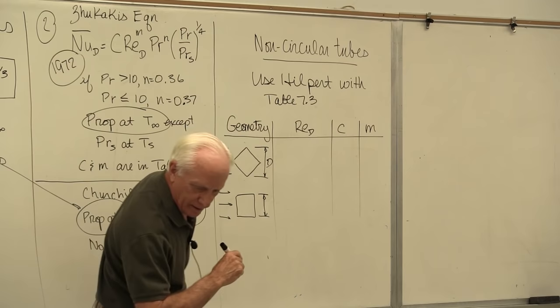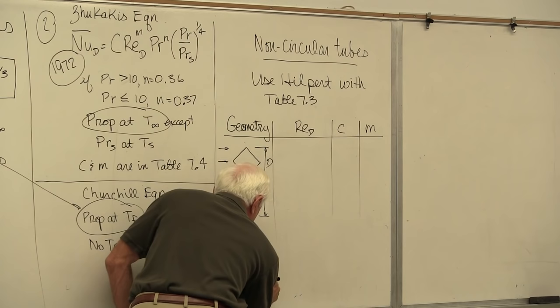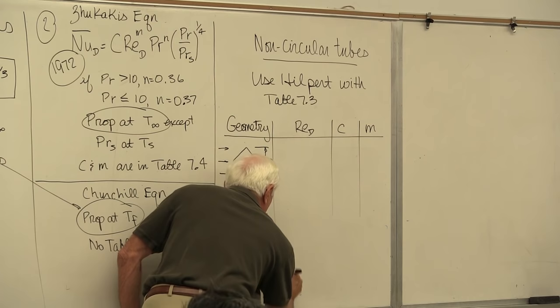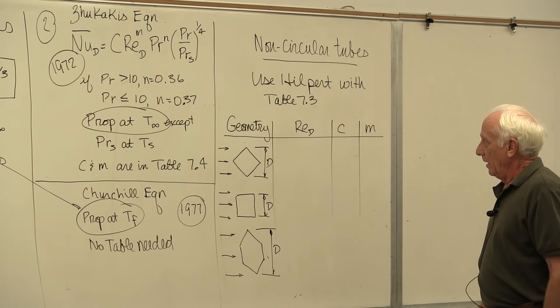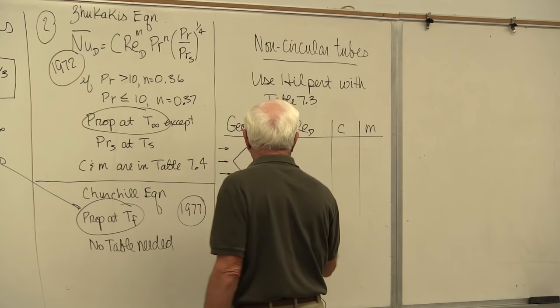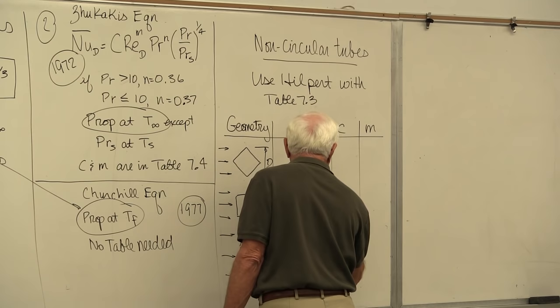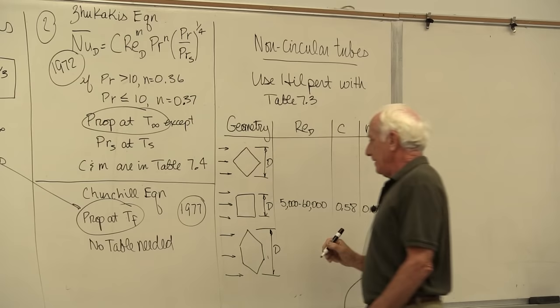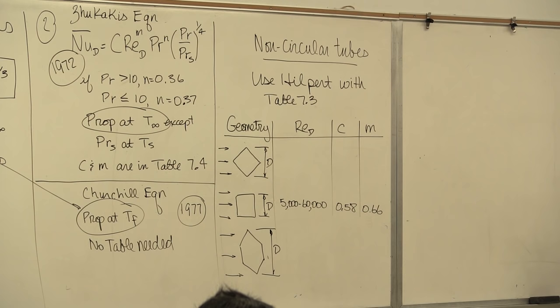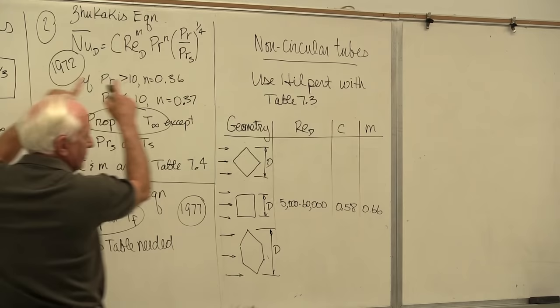A hexagon-shaped tube with the flat pointing forward. And then I'll just give you one here. A Reynolds number range of 5,000 to 60,000. Then they give you values of C, 0.158 and m, 0.66. And there are 2 more pictures given there. So you use the Hilpert equation right here, and if you want the C and the m, you go over here to get the C and the m.